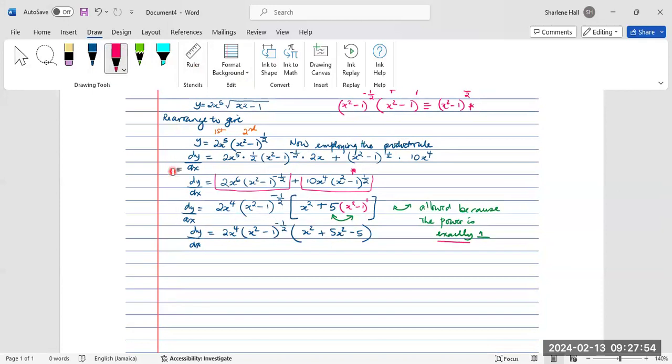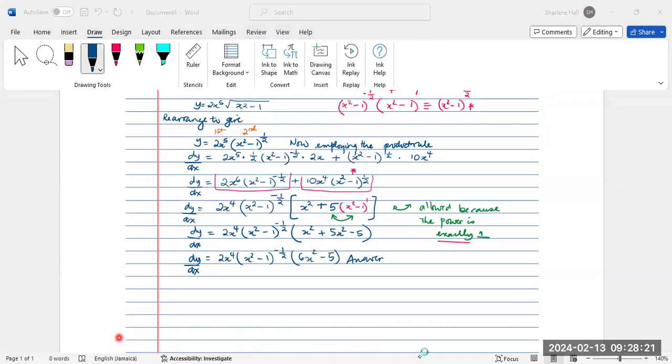All right? So now, in finishing off the question, I'm going to say dy by dx is equal to 2x to the fourth times x squared minus 1 to the negative half times 6x squared minus 5, which is what we answer in the question. Do you agree? Am I correct? Am I missing something? Should I do something else? What I say, that's my final answer. Is that really my final answer?